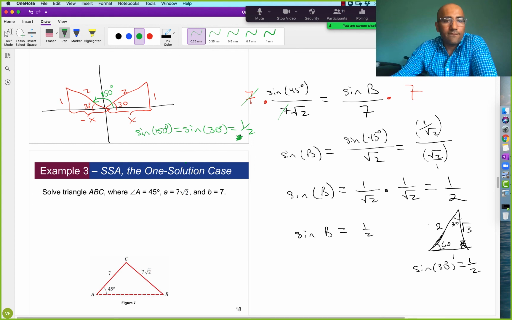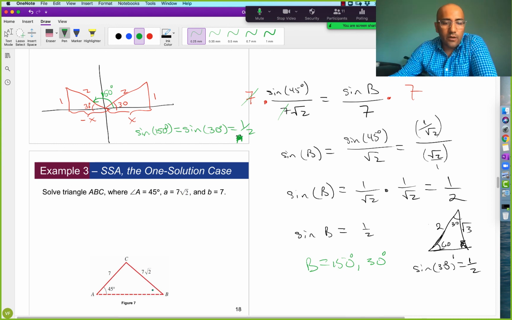Is that okay? Good. Okay, so from here we get that B must be equal to 150 degrees or 30 degrees.